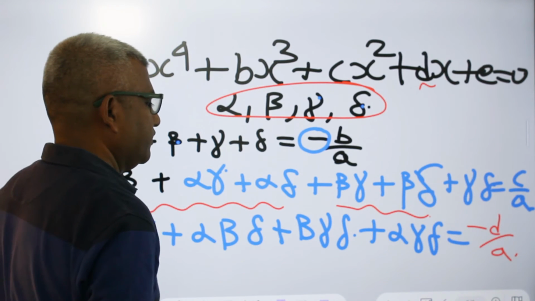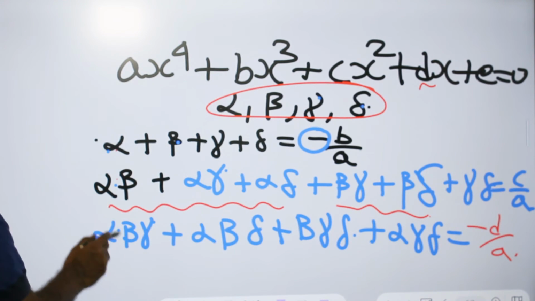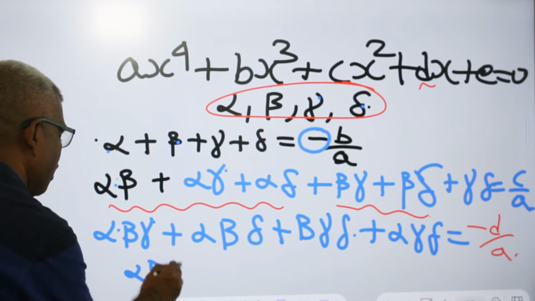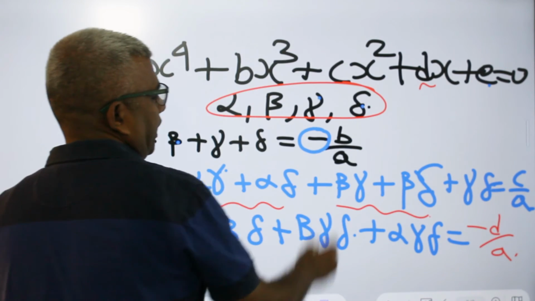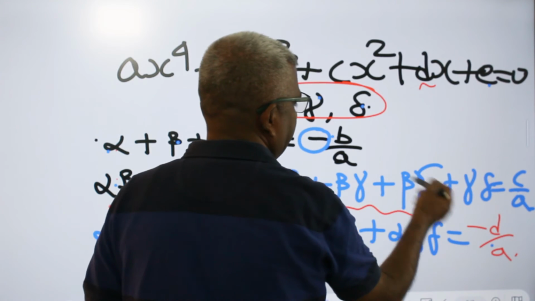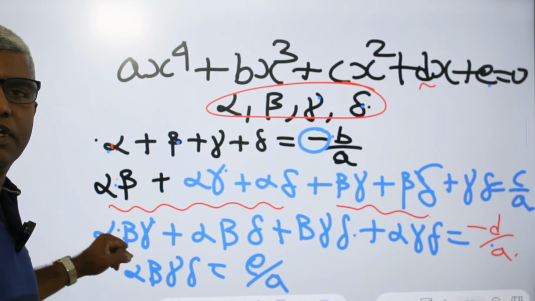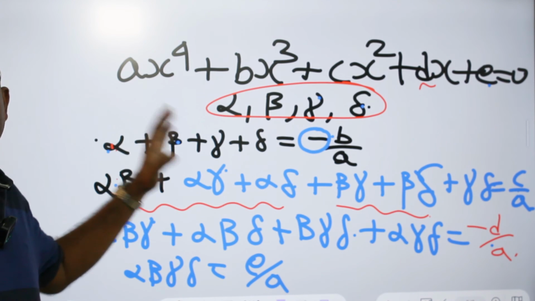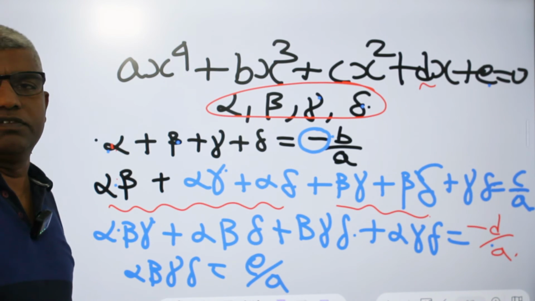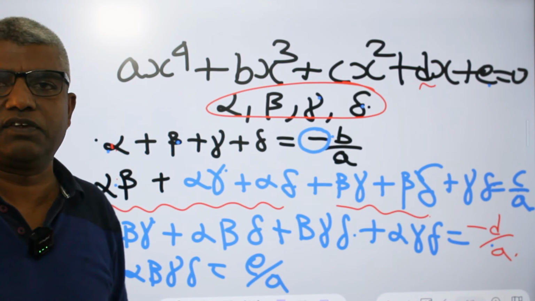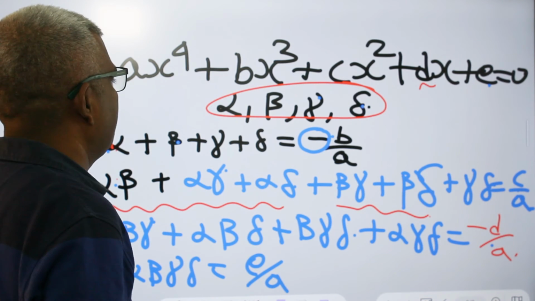Next is the multiplication. Now 1 root, 2 roots, 3 roots, 4 roots. Alpha, beta, gamma, delta: what will come? E by a. Minus b by a, c by a, minus d by a, e by a. Here 1 root, 2 roots, 3 roots, 4 roots. Sum of 1 root, sum of all the possible 2 roots, sum of all the possible 3 roots, then the multiplication of 4 roots. Okay. Minus b by a, c by a, minus d by a, e by a.